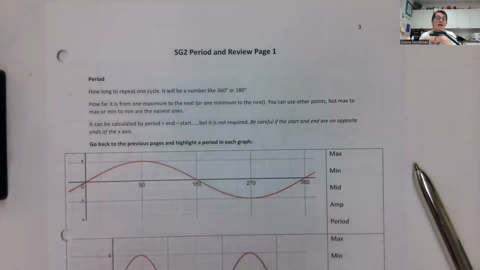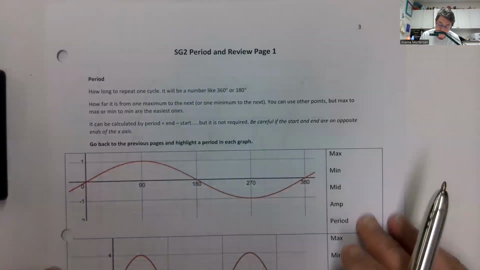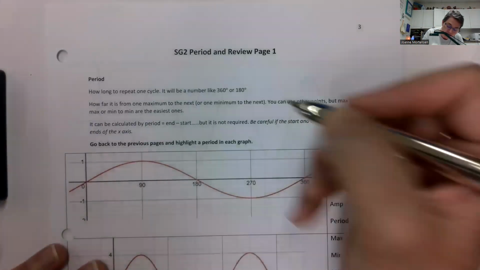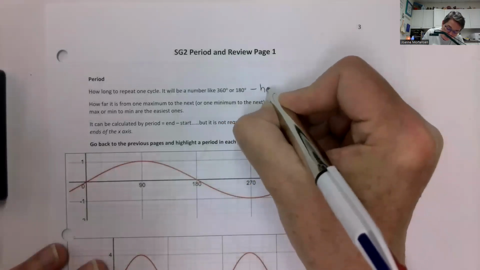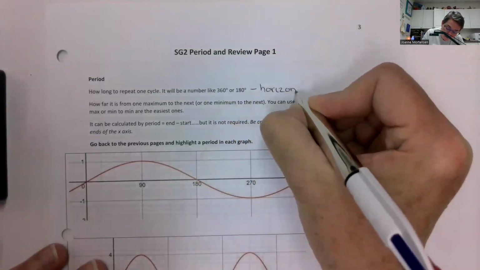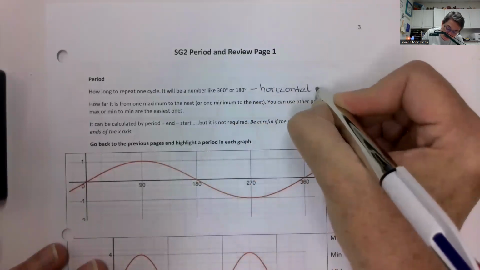Anyway, period just means how long it takes to repeat one cycle. It's going to be a number, and it's always going to have degrees, because it's a horizontal measurement.